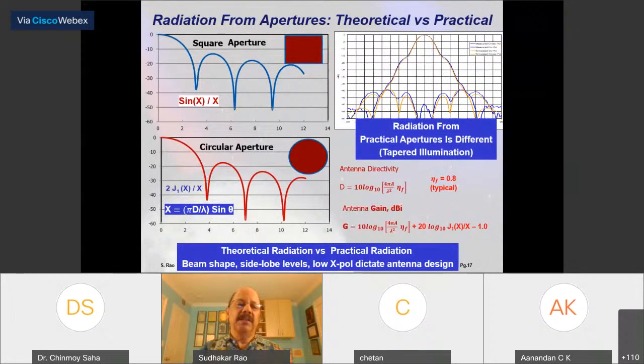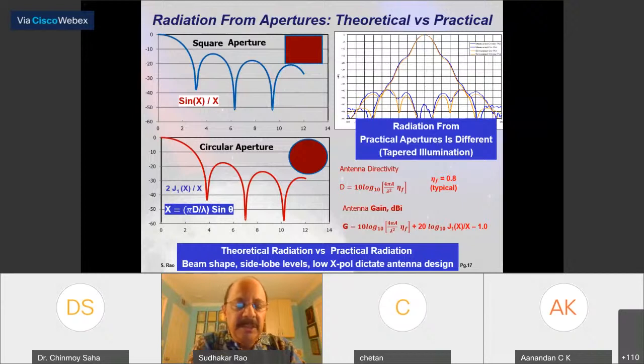So there are some fundamentals about radiation from apertures. This is very simple, and I think this is another example where your basic knowledge will help you a lot. We all know that a square aperture has a sin x over x type distribution, where x is Ka sin theta, and K is the wave number. A circular aperture has 2 J1(x) over x, where x is pi d over lambda sin theta.